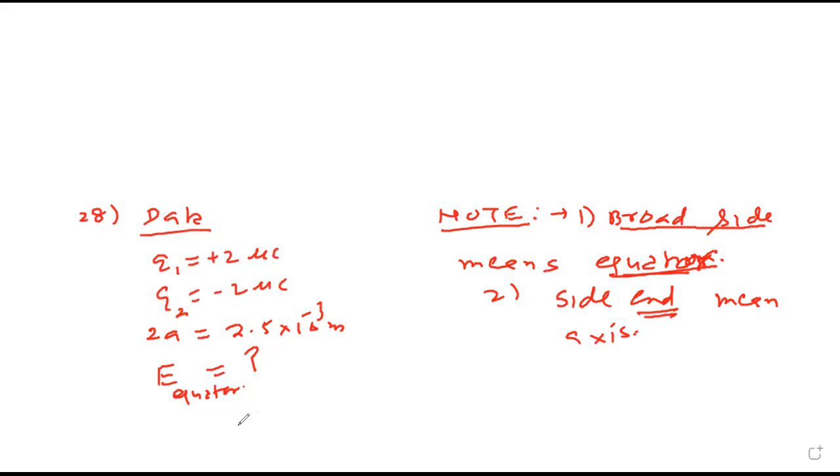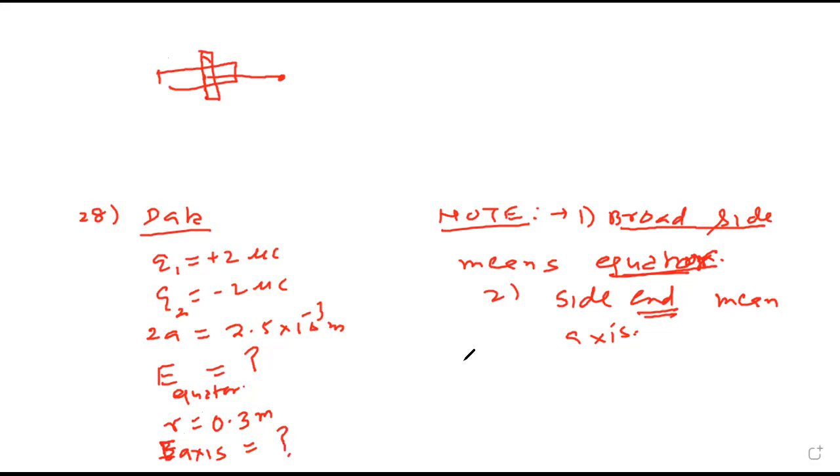At a distance of 0.3 from this dipole, at broadside position at a distance of 0.3 from the dipole. If it is rotated through 90°, then what will be the intensity? When rotated through 90° means this is suppose equator, this is dipole, this is equator position. When you rotate this by 90°, then it comes on axis position. So when rotated by 90, that means we want on axis.